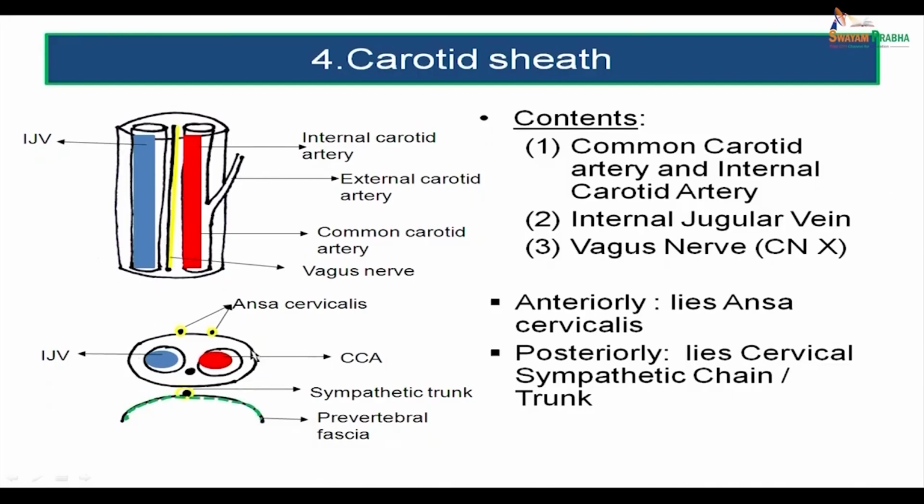If we see a cross section, then we can identify the common carotid artery, the internal jugular vein and the vagus nerve slightly posterior and in the middle. On the anterior aspect of the carotid sheath, we can see the ansa cervicalis. Ansa cervicalis is the nerve loop which supplies the infrahyoid muscles of the neck. And posteriorly, we can appreciate the nerve trunk, the sympathetic trunk or sympathetic chain, which lies within the prevertebral fascia.